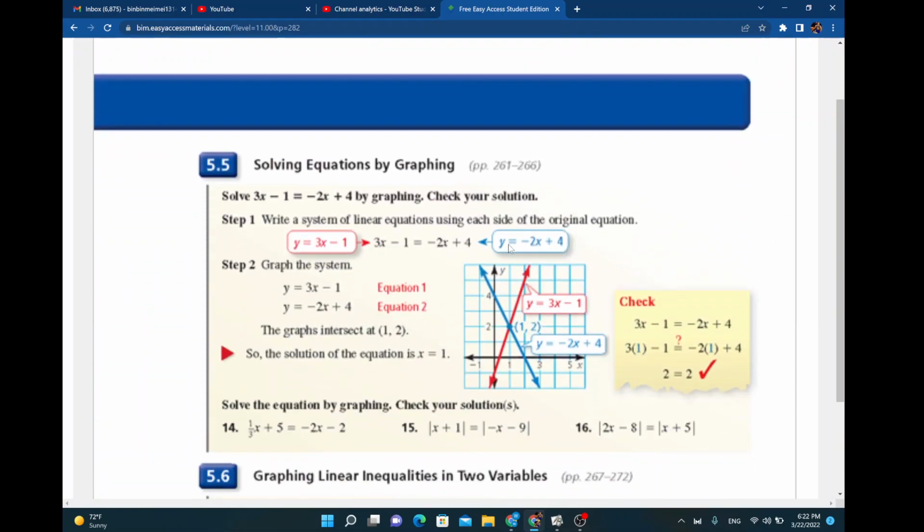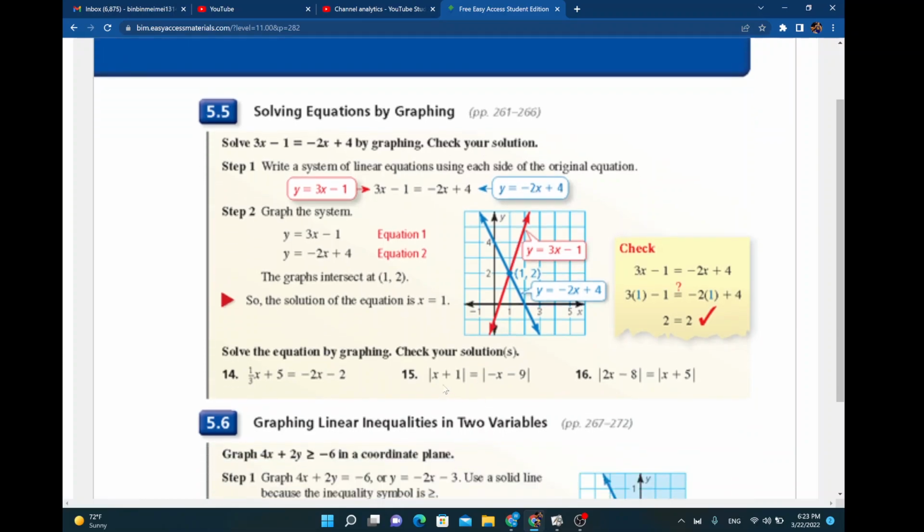And then solving equations by graphing. This one we did earlier. And then for the absolute value, again, just make the absolute value graph and then find the point where they intersect. For those who might be wondering how to make the absolute value graph, I would like to refer back to one of the chapters we talked about earlier, probably chapter 3, sketching the graph for the linear function.